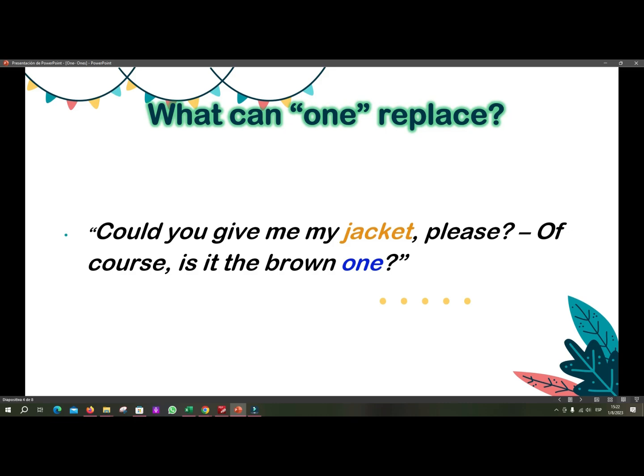What can one replace? Also, there you have another one. Could you give me my jacket, please? Of course, it is the brown one, right? So in this case, you're replacing what? Jacket, and that is singular. So, could you give me my jacket, please? Instead of saying jacket again, right? You can replace that noun and write the pronoun one. So, of course, it is the brown one, right?